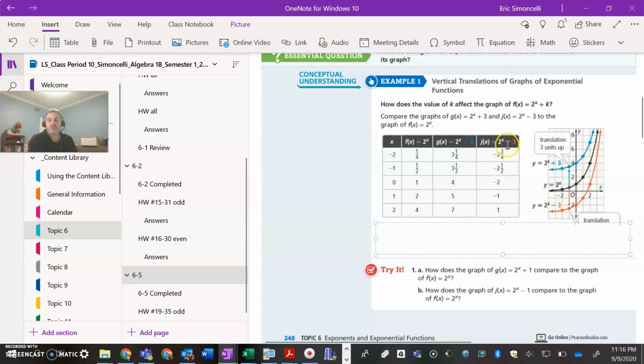The red function is going to be deciphered based on the subtraction of 3. Like we added 3 though, now we're subtracting 3 to these respective y's. So 1/4 minus 3, that's negative 2 3/4. 1/2 minus 3, that's negative 2 1/2. 1 minus 3 is -2. 2 minus 3 is -1, and 4 minus 3 is 1.